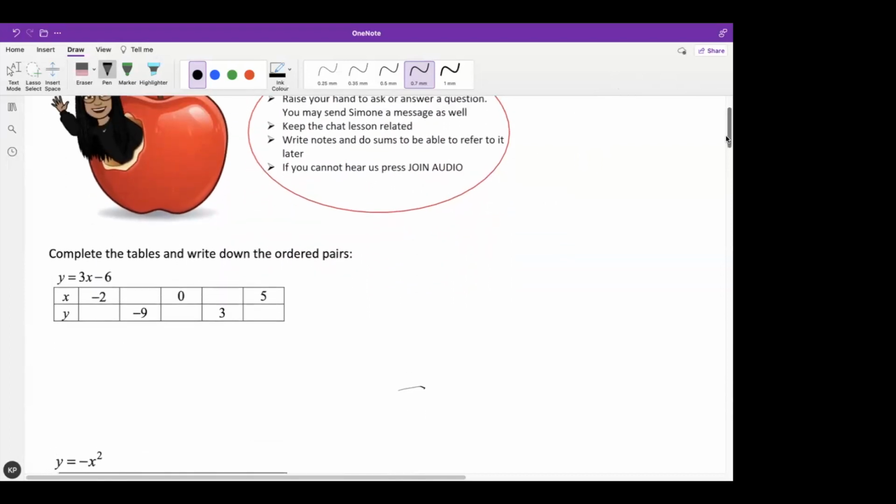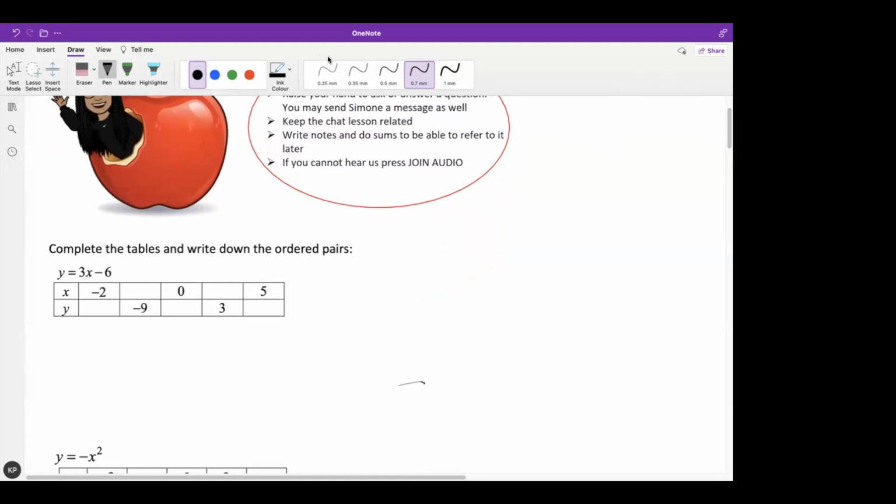Now let's get started. So we have to complete the following tables and then write them as ordered pairs. Okay, so we have X and Y. Tell me in the chat, between the X and the Y, which one is our input? Which one are we substituting into my formula? Nice. Our X is the input, okay? So we're going to take X, and wherever you see X, you're going to substitute it in your formula there. So -2, a 0, and a 5.